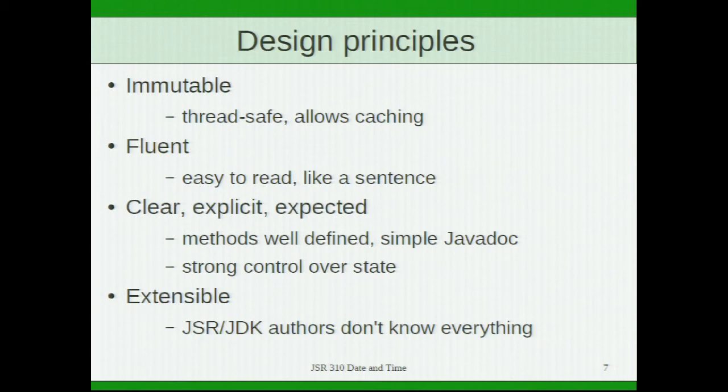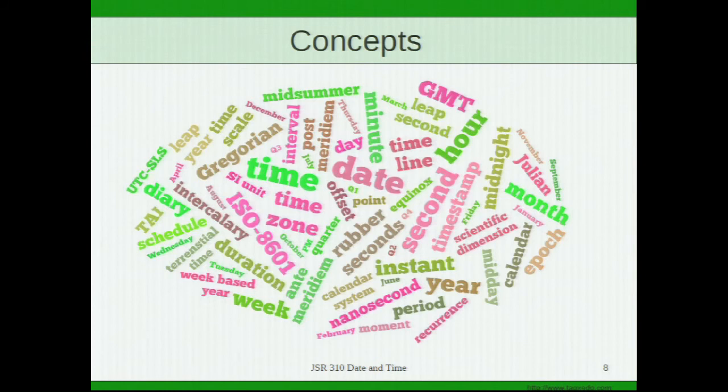JDK authors, JSR authors, there are many different ways you can work with dates and times. We can't know everything, so we need an element of extensibility. This just gives an idea of some of the different concepts that are out there in dates and times. People talk about rubber seconds or Julian calendar systems, SI units. There are many, many different aspects to date and time.